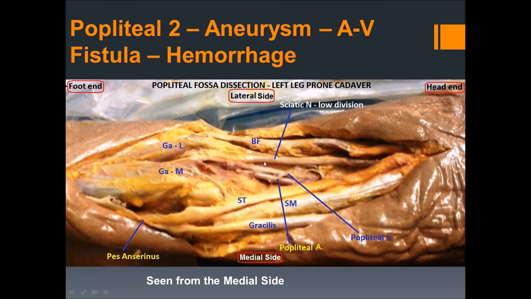What about the aneurysm? If it's a very big aneurysm, then again, a bypass grafting is the only answer. Or if it's an arteriovenous fistula, then also we have to bypass and graft it.